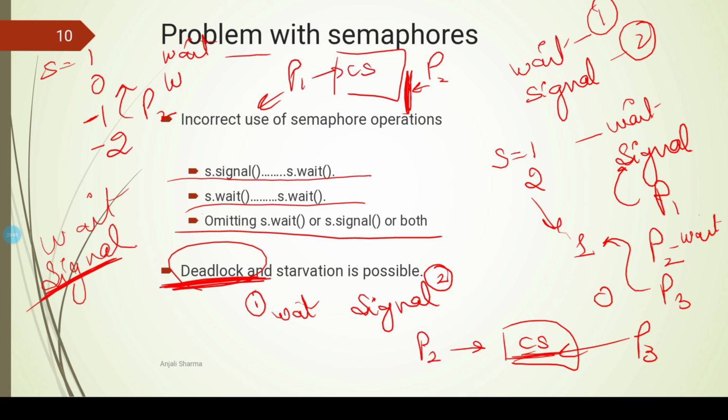So you need to understand that the wait operation always comes first and then the signal operation, right? That is why I said that one is in the entry section and the other is in the exit section. So you need to understand that. Right, so that was all for semaphore. I hope that you understand the concept of semaphore pretty well.